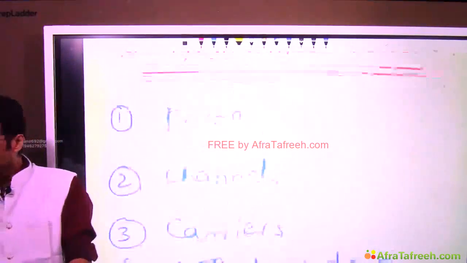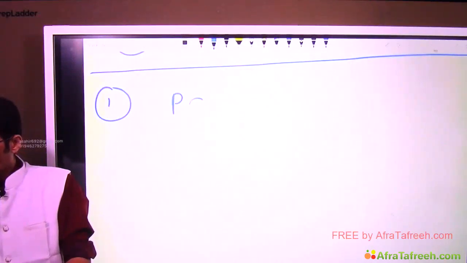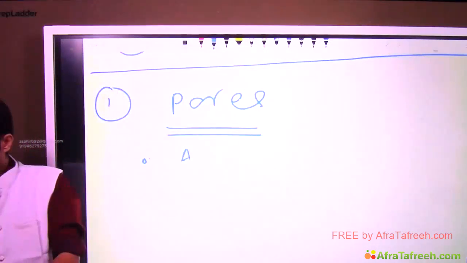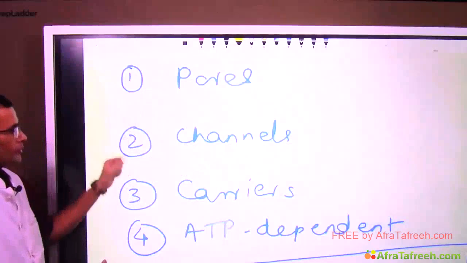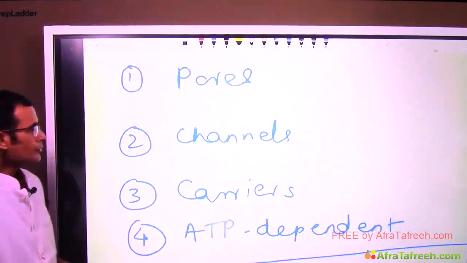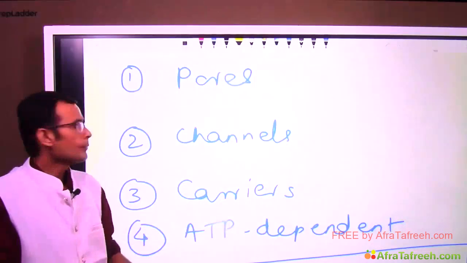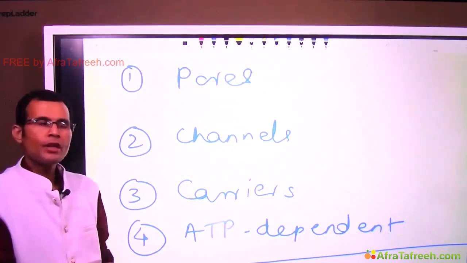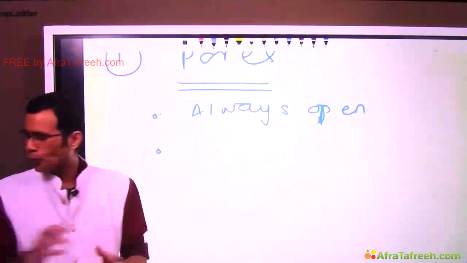Let us discuss these transport proteins one by one. So first one, pores. Pores in the membrane. They are always open. If you just have to compare the pores, channels, and carriers, you may compare it like this. Pores are generally always open. Channels are intermittently open, and carriers are never open. They are always in an occluded state. So what are the examples of pores? Pores in the membrane.